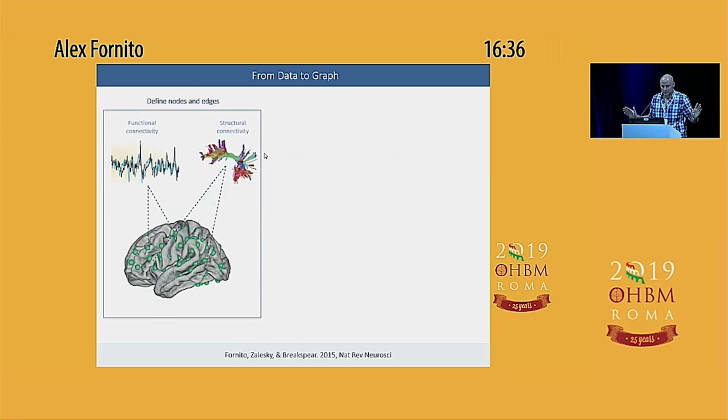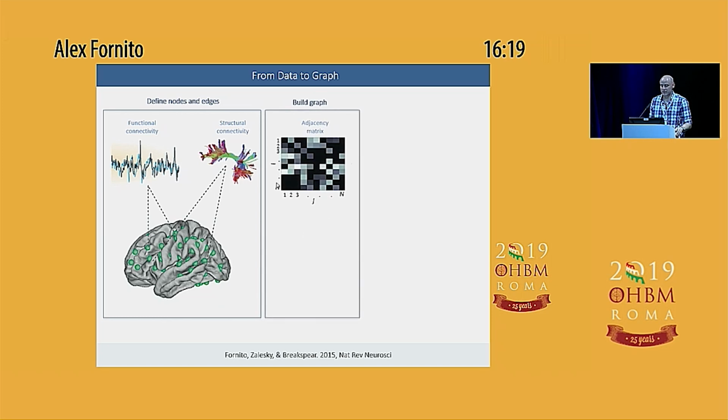But assuming we've navigated through all of those vexed issues and we're happy with our final pipeline and measurement techniques, we're ready to build our network. So we've parcellated the brain into nodes, we've measured functional connectivity or structural connectivity for every pair of nodes, and then we can represent that in the form of an adjacency matrix or a connectivity matrix. And then from that matrix, we can build a graph-based model of the network.